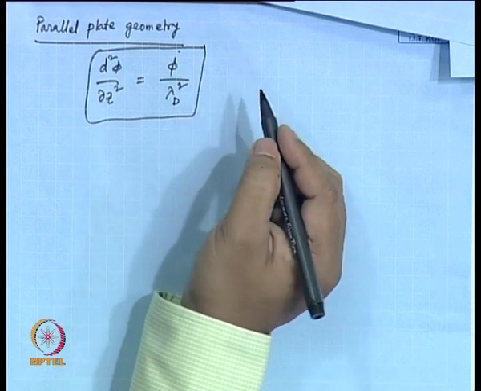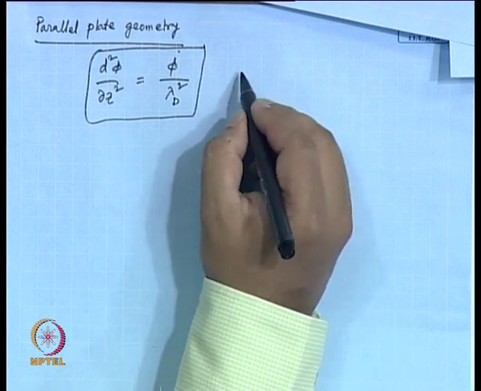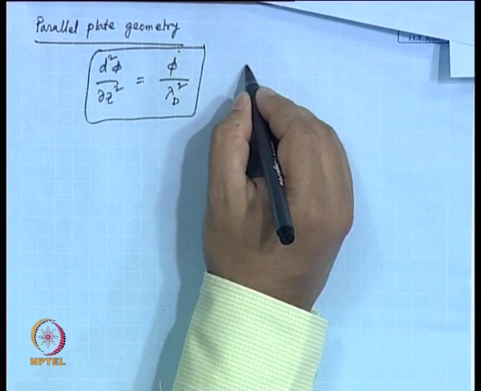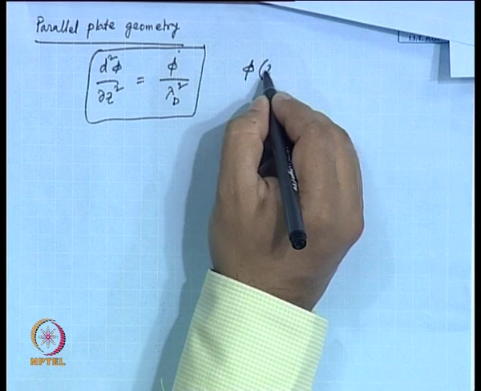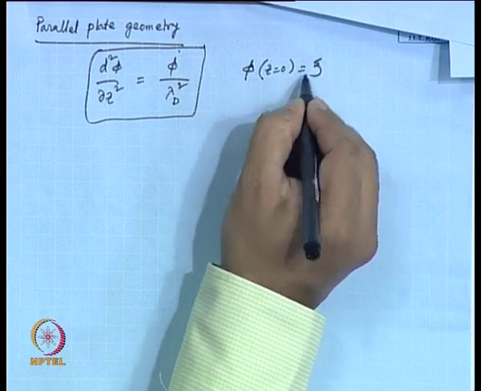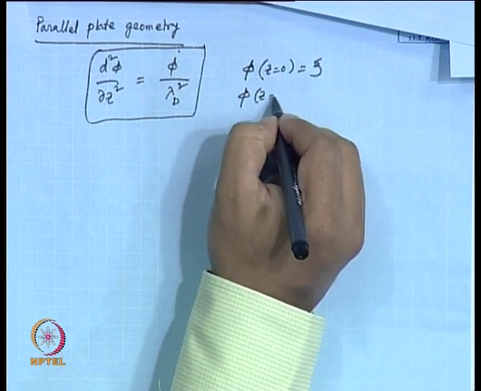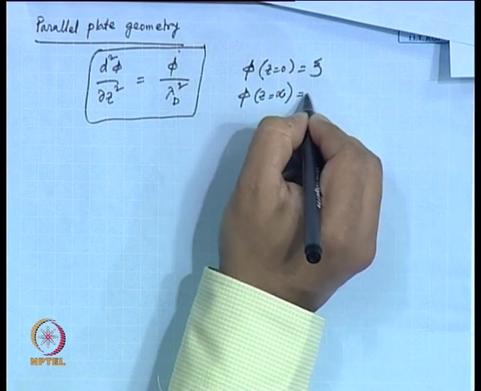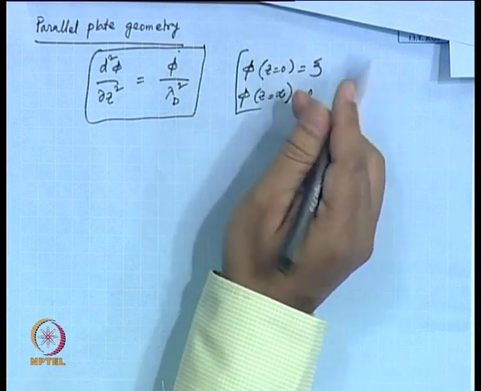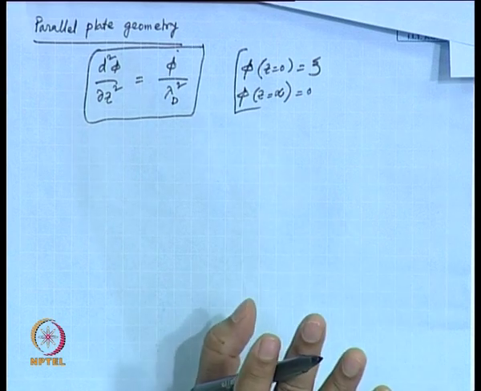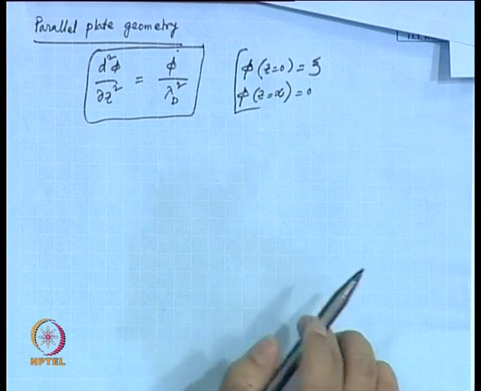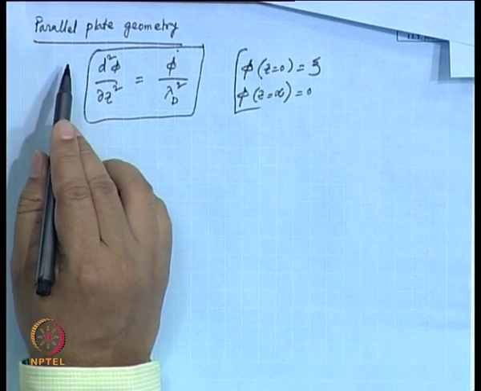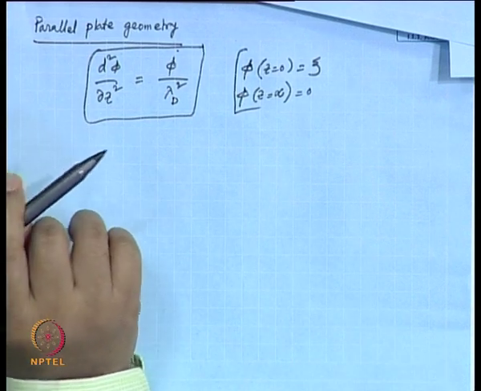The only change would be in the boundary condition. What was the boundary condition you had taken earlier? The boundary condition you have taken is phi at z is equal to 0 is equal to zeta, and phi at z is equal to infinity is equal to 0. This was a boundary condition you had taken for plate and 1D case, 1D situation which is above the plate. But when you have two parallel plates, then there exists a symmetry in between.